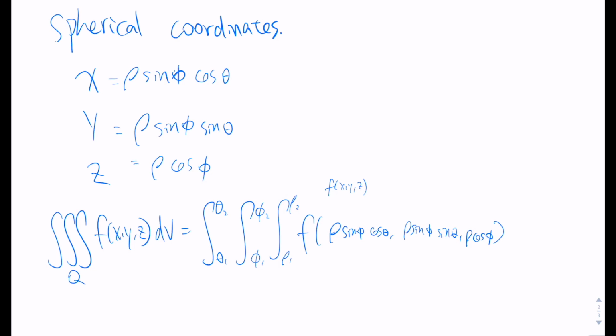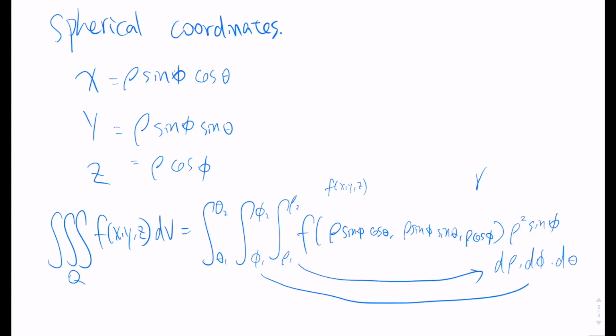And then you're integrating, like in cylindrical, where I always integrate r. Now integrate rho squared sine phi. I have 3 d's. First of all, d rho, and then d phi, then d theta, which makes sense. Triple integration by spherical coordinates.